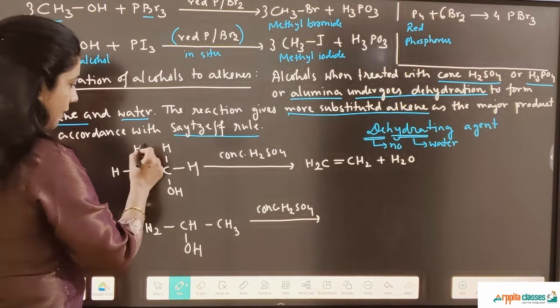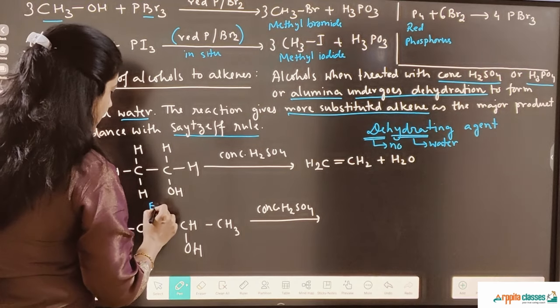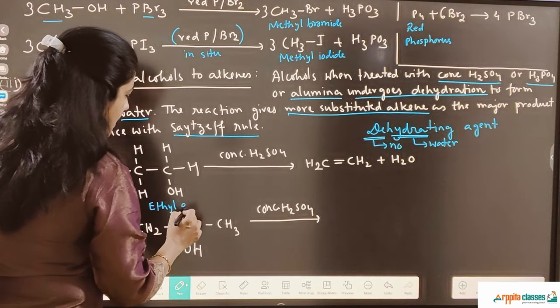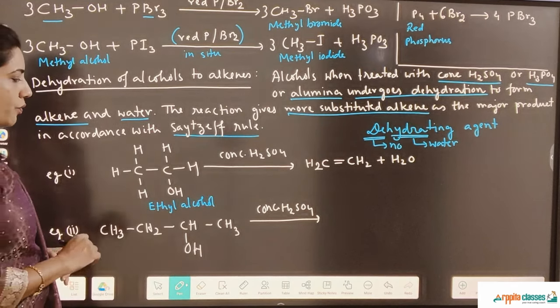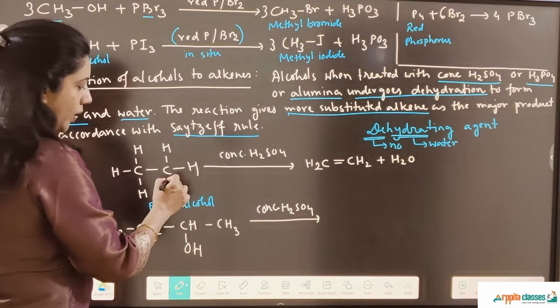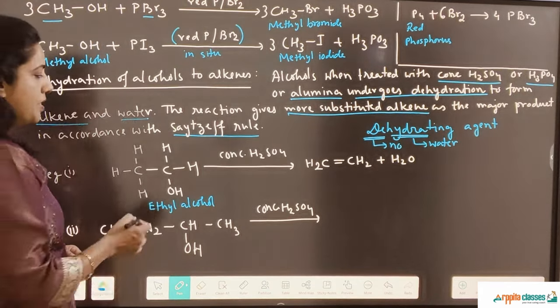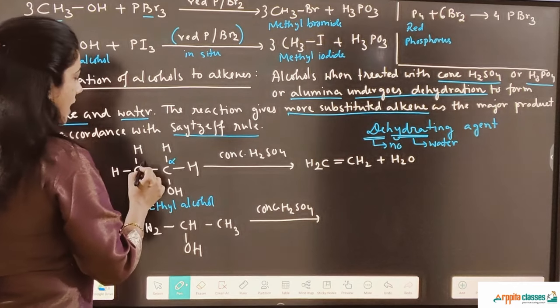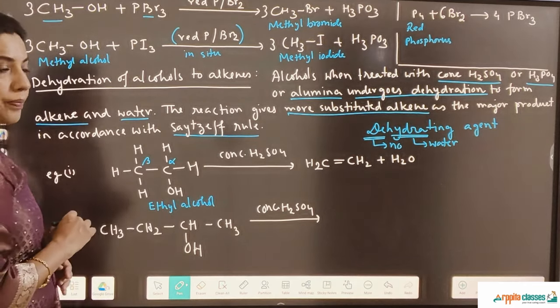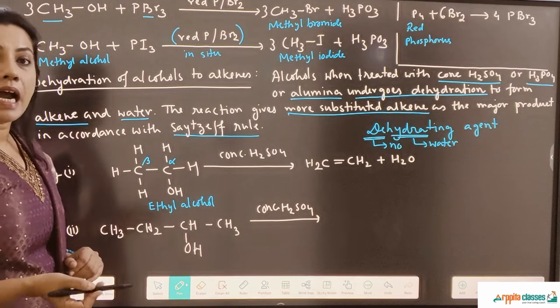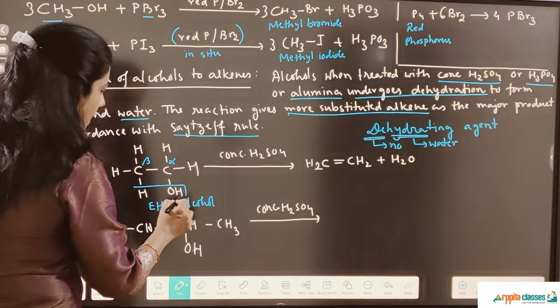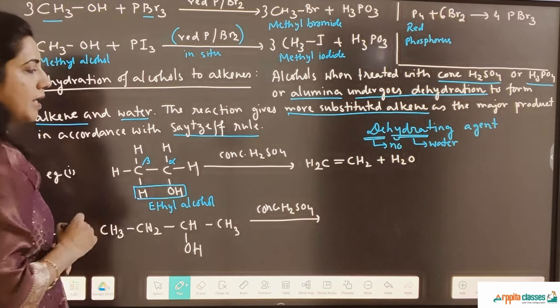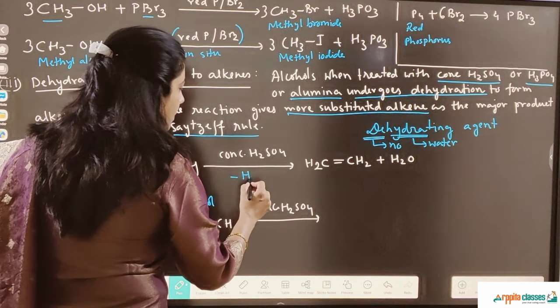Okay. So if this is my alcohol, this is called ethyl alcohol. This is an alcohol with 2 carbon atoms. You are putting concentrated H2SO4. The carbon atom where the OH group, the functional group, is attached is called alpha carbon, and this carbon is called beta carbon. So this reaction is also called beta elimination. Means what? From the beta carbon the hydrogen will be eliminated and from the alpha carbon OH will be eliminated. So a water molecule will be eliminated.